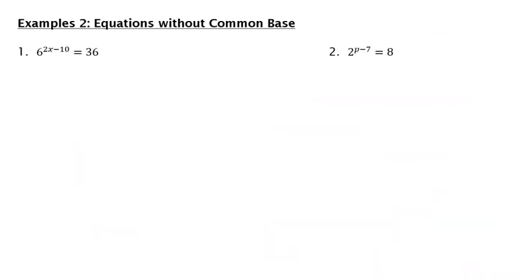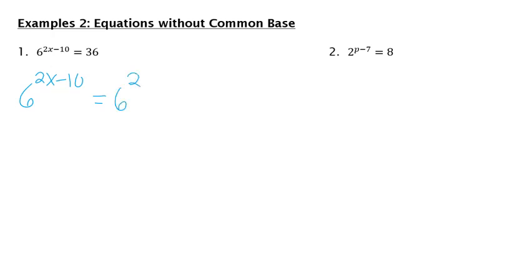In example 2, we're looking at, again, using the one-to-one property, but where they don't have a common base given to us. So we have to rewrite it using a common base. So we see for the first one, I have 6 to the 2x minus 10. And then we have 36. We're going to try to write 36 using base 6. So 36 is actually 6 squared.